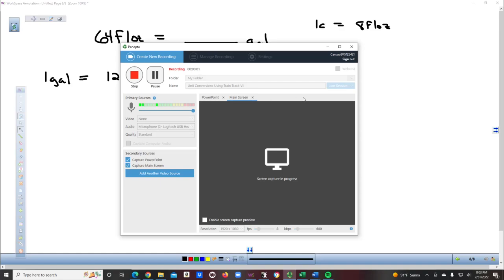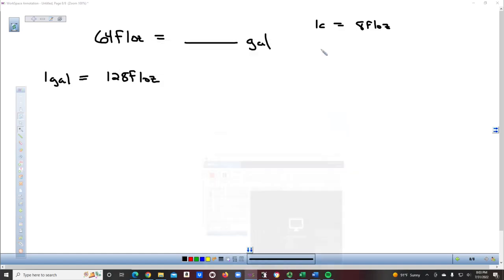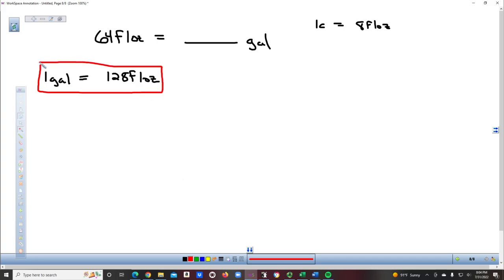Alright, so let's use more of our train track method to convert 64 fluid ounces to gallons. Now, let's say you do not know that there is 128 fluid ounces per every gallon. Okay, we can also go from our smallest unit, fluid ounces, to our largest unit, gallons, by hitting everything in between. Just like we can go inches to feet, feet to yards, yards to miles, right?